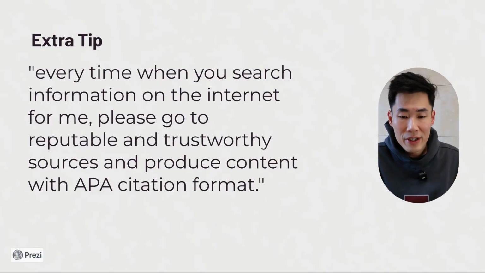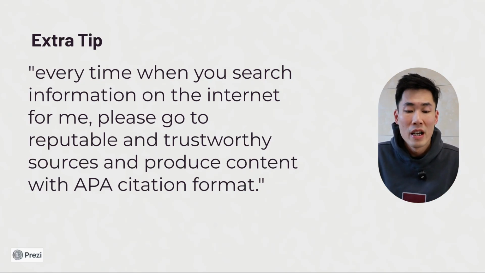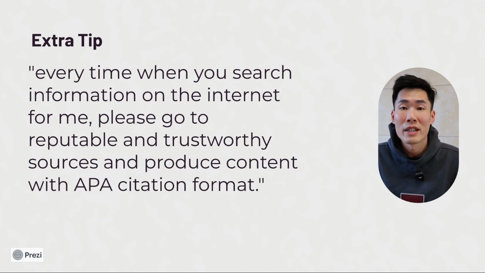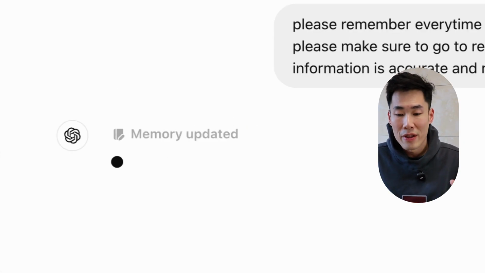And also, here's another tip. ChatGPT can learn your preference throughout your entire account. So if you like your answer to be produced in a specific language or format, you can say that to ChatGPT and tell it to remember it. The next time you use ChatGPT, you don't have to repeat your preference over and over again. If you want ChatGPT to remember something, just say, for example, every time you research information on the internet for me, please go to reputable and trustworthy sources and produce content with APA citation format. And then when you see this little sign right there, you know it's done. So next time when you ask ChatGPT to search some information about a specific research, you will see it produces the content with APA citation format.